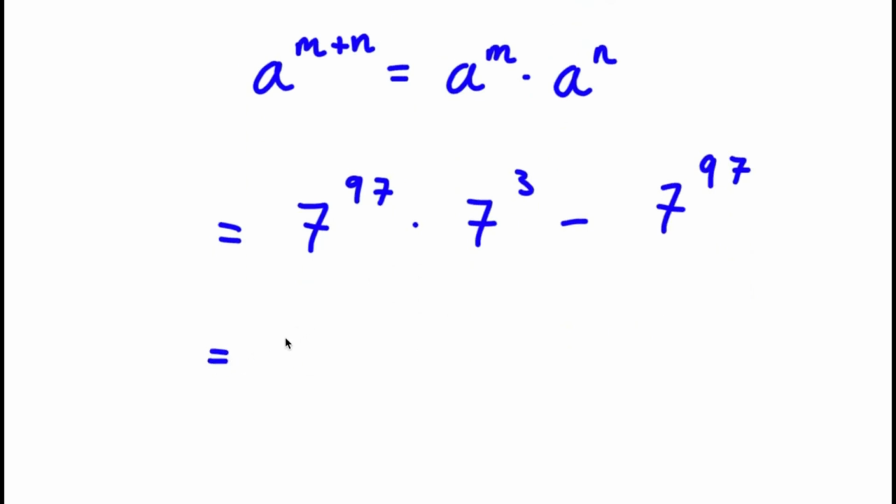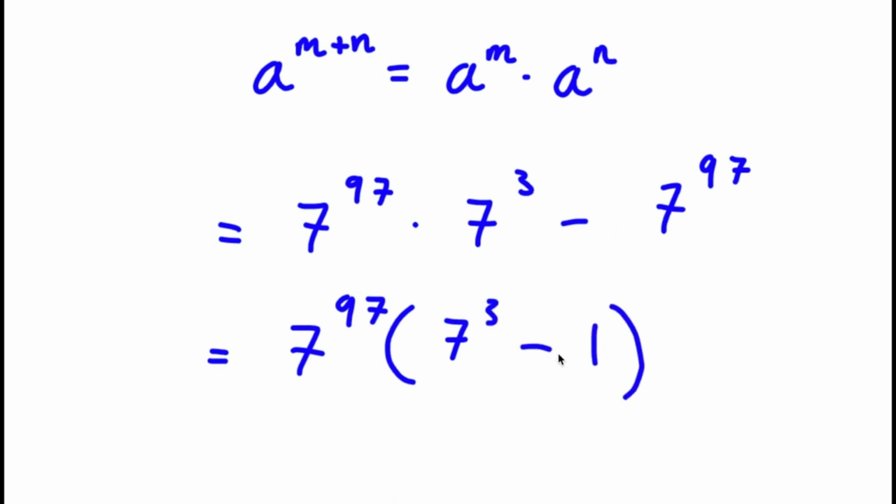Now from here, if I factor out 7 to the power of 97, 7 to the power of 97 times 7 to the power of 3 divided by 7 to the power of 97 is simply 7 to the power of 3, minus 7 to the power of 97 divided by 7 to the power of 97 is 1.